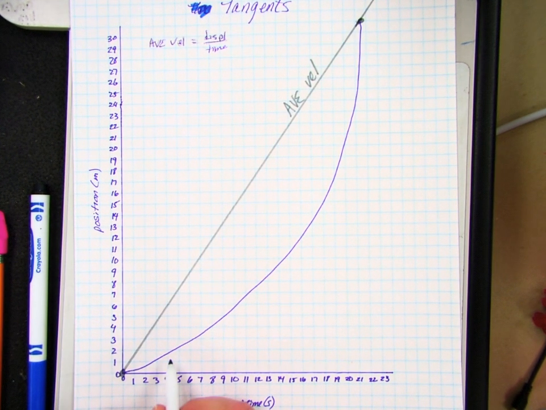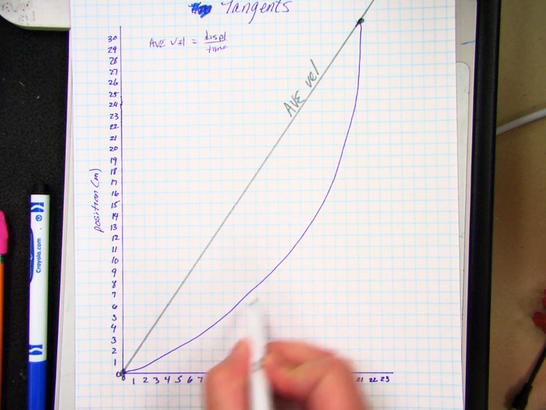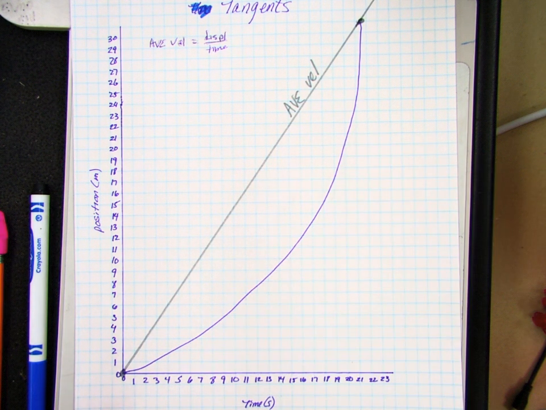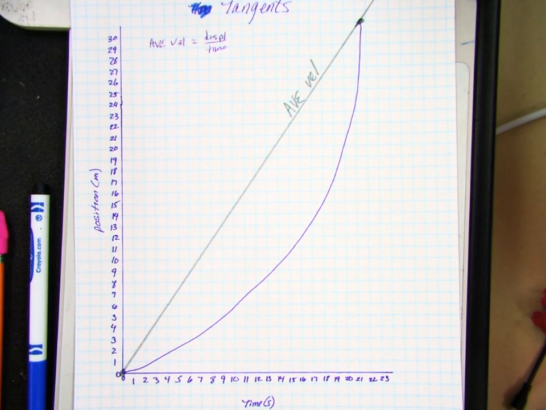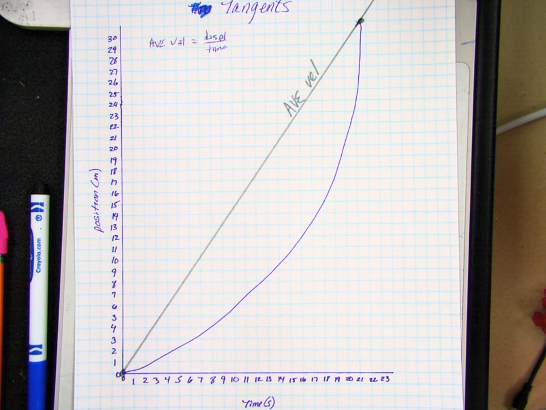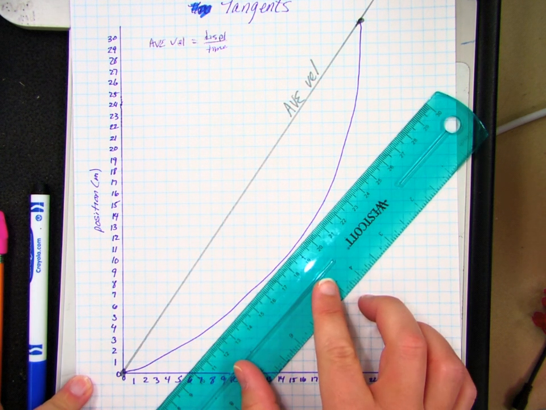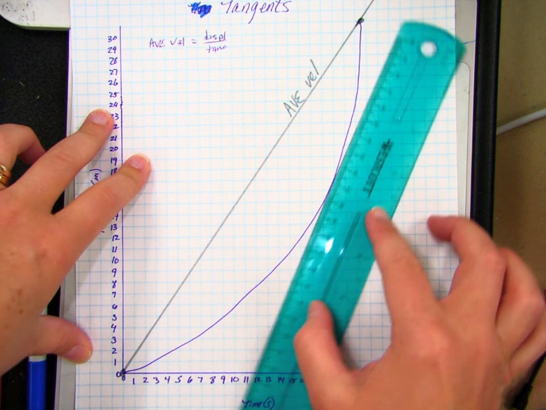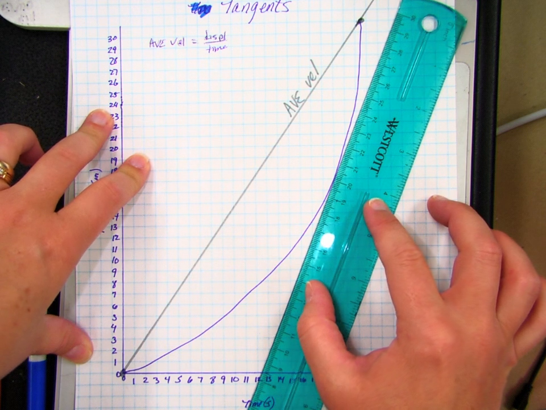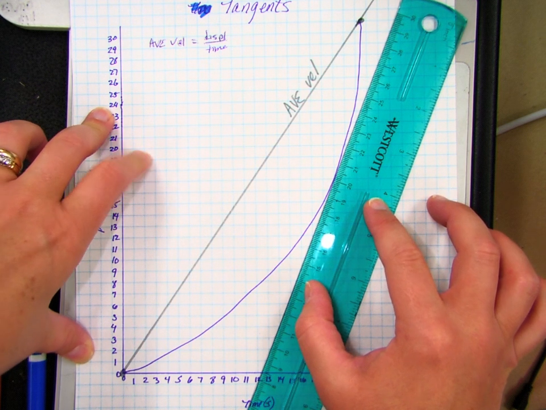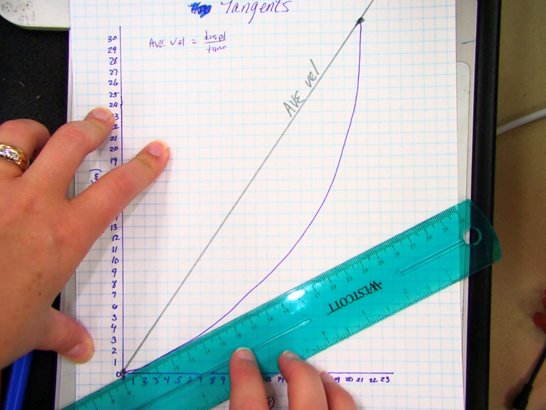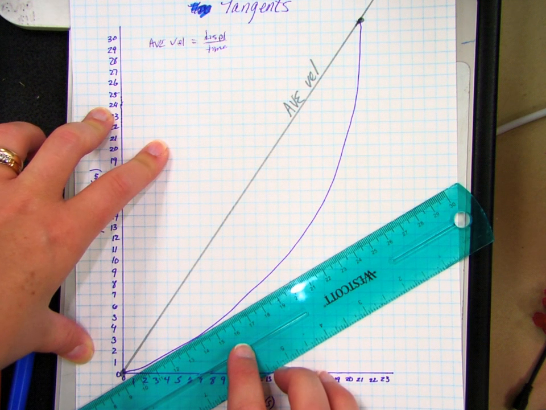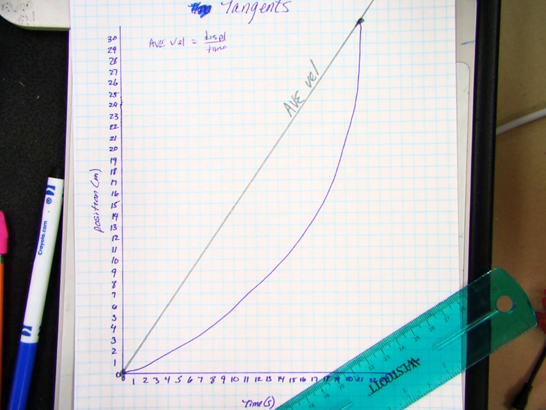But that doesn't tell me how fast it's going here, or here, or here, or here, or here. So if I want to know how fast it's going in all of those places, then I have to find my tangent. Now a tangent is a straight line that touches a curved line at one point. So the edge of the ruler there is representing the tangent. Or I can move it to a different part of my curved line, and I have a different slope of a tangent. Or I can move it down here, and I have a different slope of a tangent down here. So we're going to find the tangents.